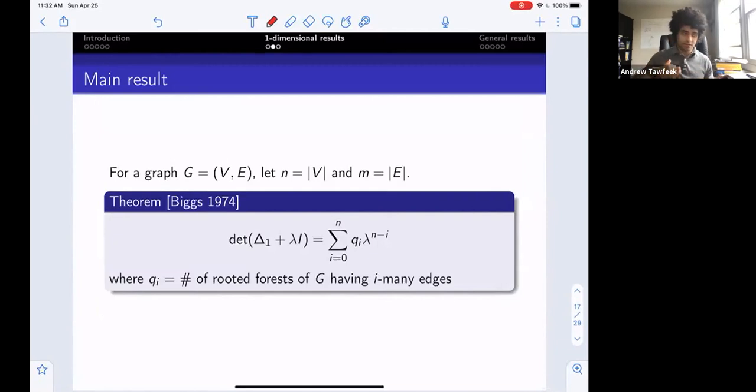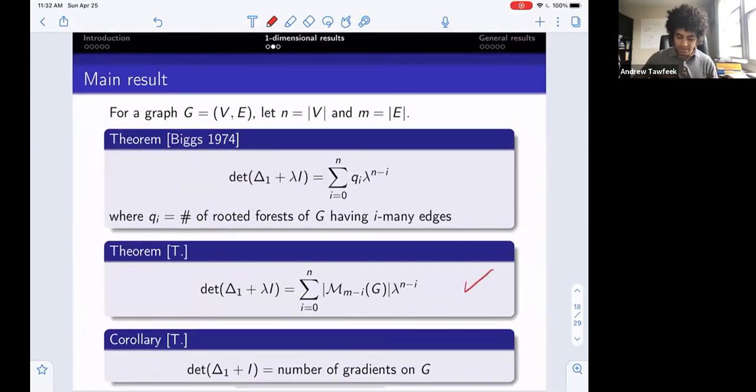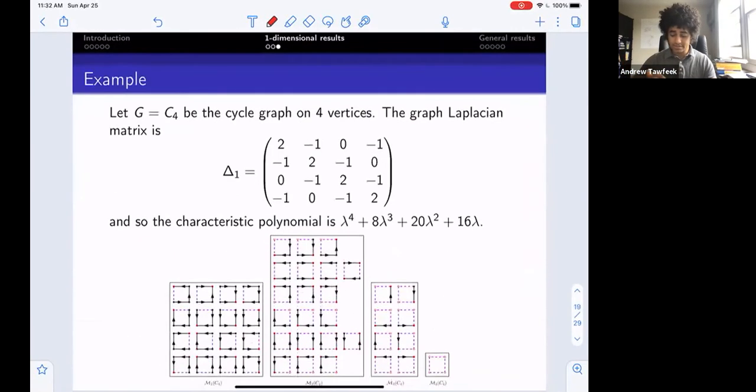But this is exactly what the sets before were in bijection with. So this immediately gives us that the coefficients of the graph Laplacian are actually these sets of gradients we were just talking about. And if you just plug in one for lambda, you get, of course, the number of all gradients. So instead of leaving these formulas up, here is an example.